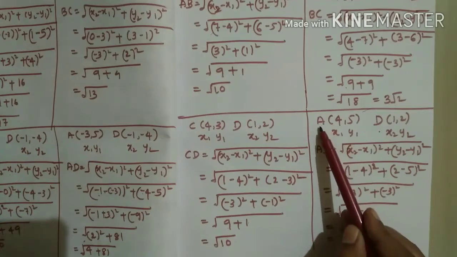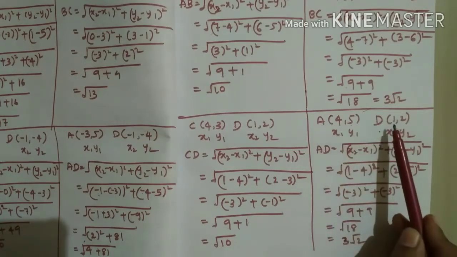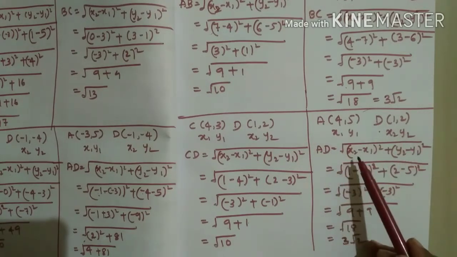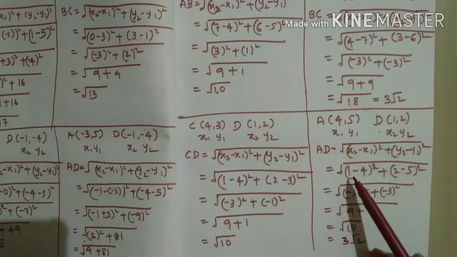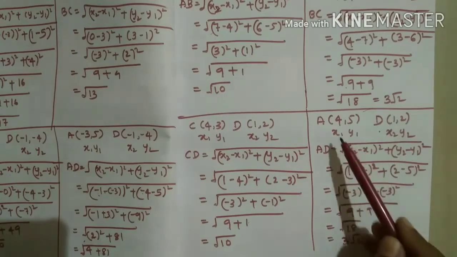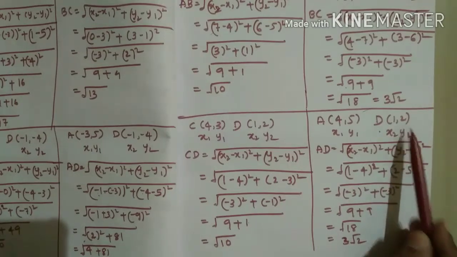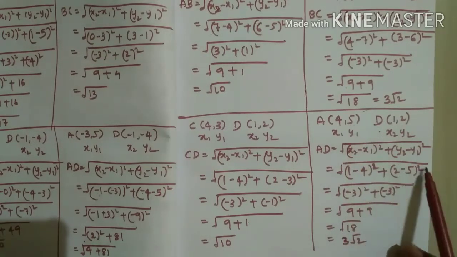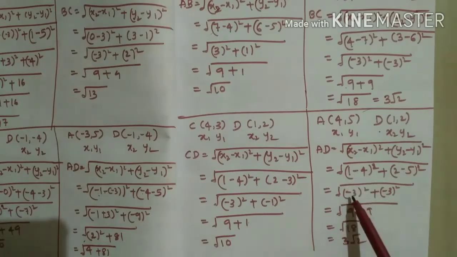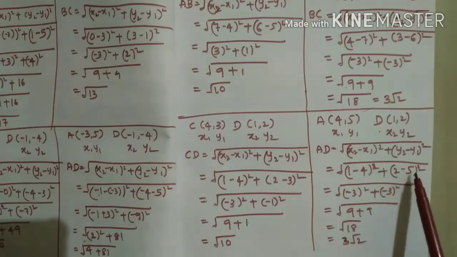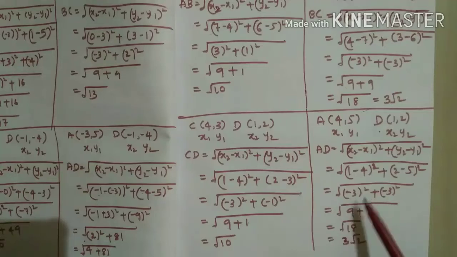Then A I have taken as x1 y1, D I have taken as x2 y2. Just see, x2 minus x1 whole square: x2 is 1 minus x1 is 4 whole square, plus y2 is 2, y1 is minus 5 whole square. Now 1 minus 4 is minus 3 square, plus 2 minus 5 is minus 3 square. So minus 3 square is plus 9, minus 3 square is plus 9. So again you are going to get the answer as root 18. You can write that as 3 root 2.